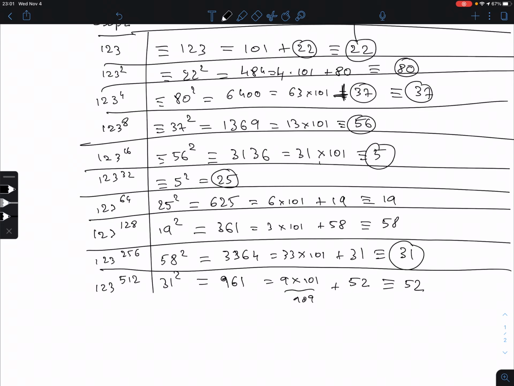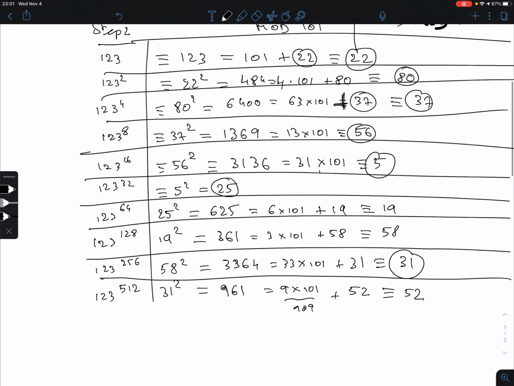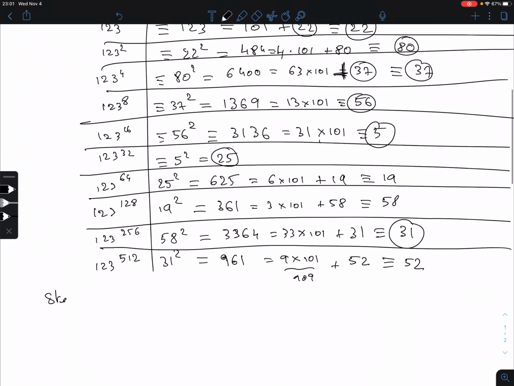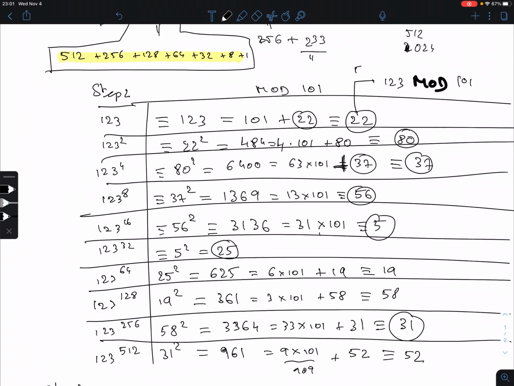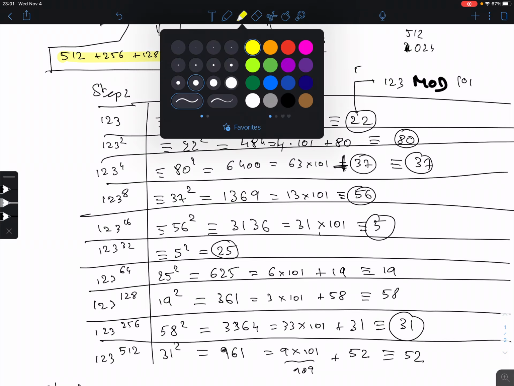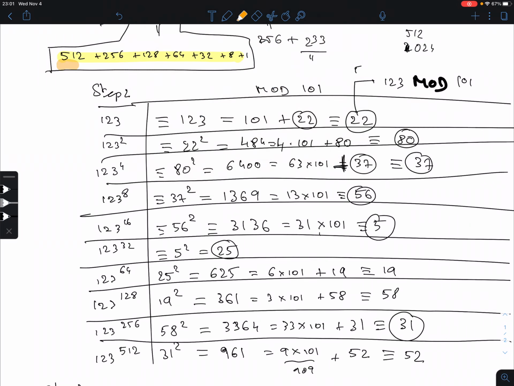Good. Now, what do we do? So this is step 2. Step 3, now we have to put it together. This gives us the recipe of which powers we need. I'm going to do this in orange perhaps. So each of these powers, I'm looking for each of these powers as occurring as exponents. So this 512 occurs here, the 256, the 128.